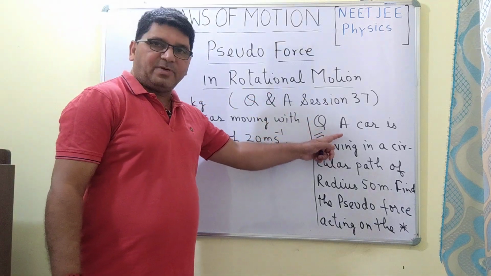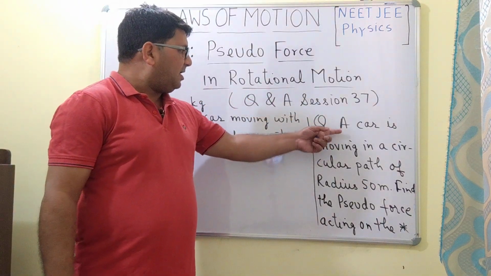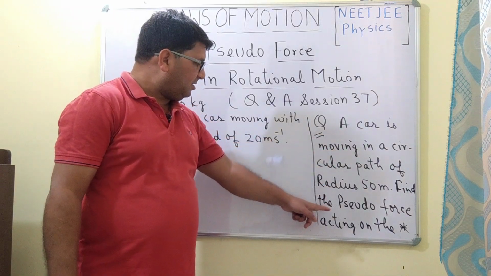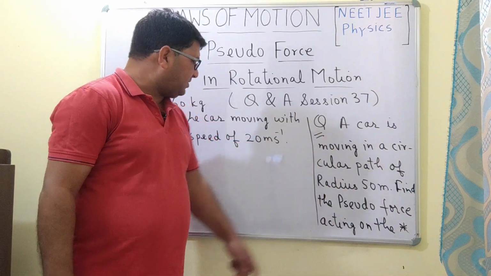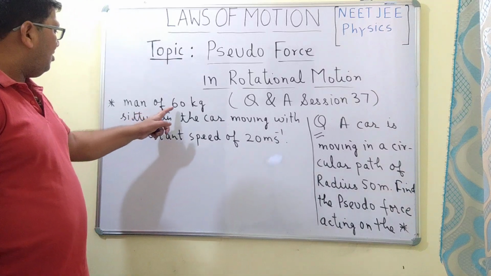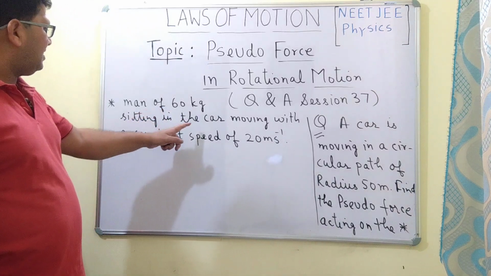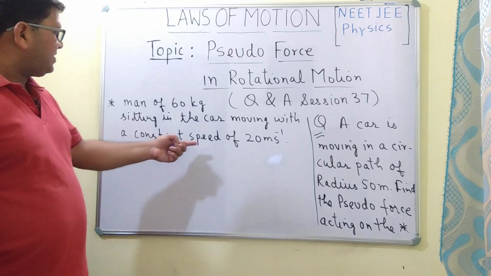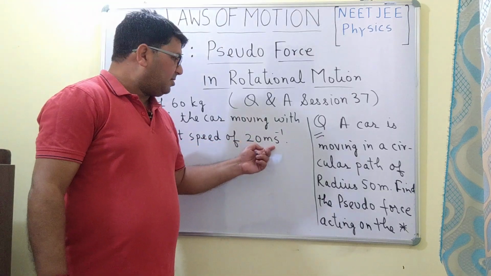So I have framed one question based on this topic, and the question here is: a car is moving in a circular path of radius 15 meter. Find the pseudo force acting on the man of 60 kg who is sitting in the car, which is moving with a constant speed of 20 meter per second.